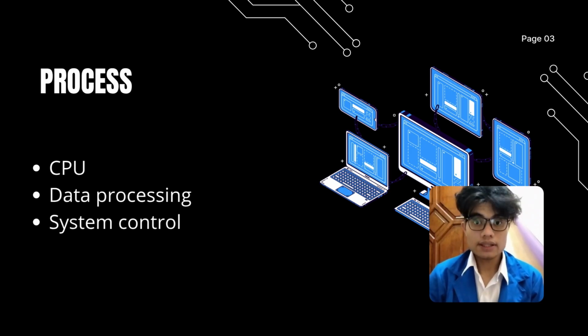Next slide. Process. They have CPU, data processing, system control. The CPU is called the brain of the computer. It processes instructions and controls all computer activation.